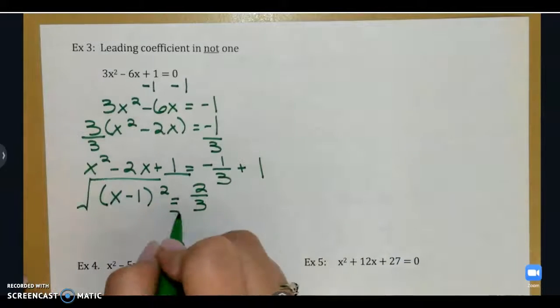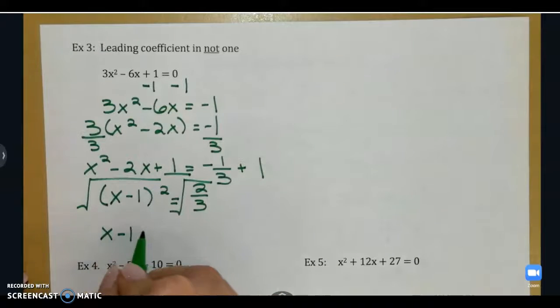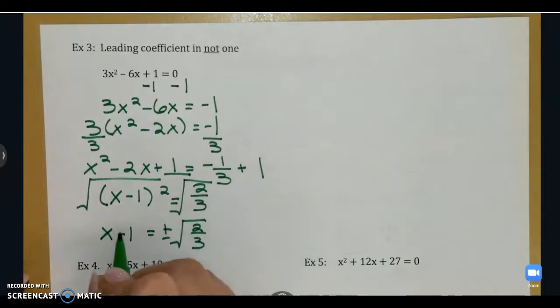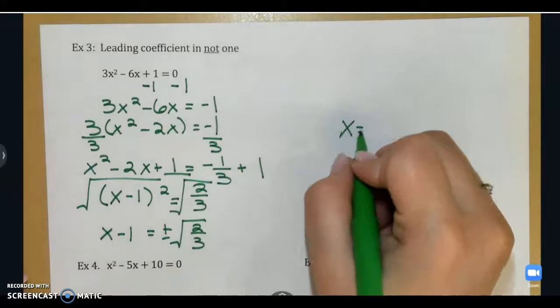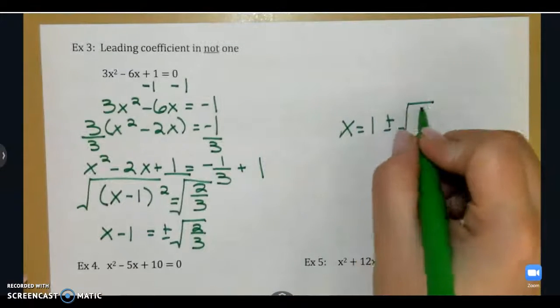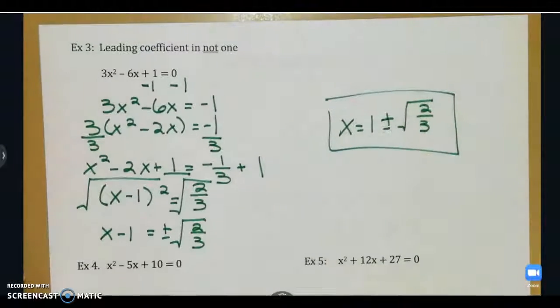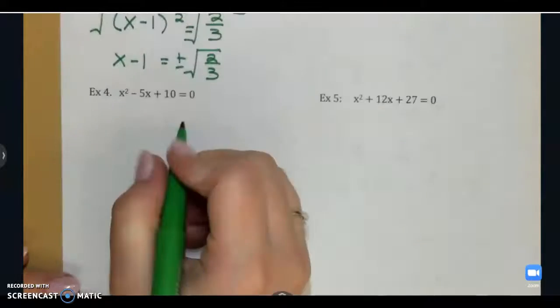Now again, square root both sides, and x minus 1 is equal to plus or minus square root of 2/3. And then I add 1 to the other side. And there's my answer. Okay. We got 2 more examples.